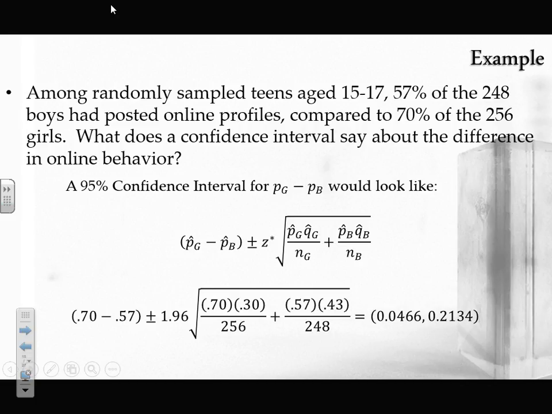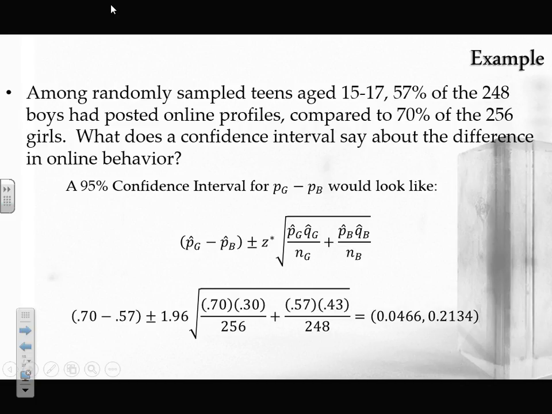For the variance for girls, we would take our proportion, 70 times its complement 30, divided by the sample size, 256. Do the same thing for boys, 57 times 43%, divided by 248. Now again, when you go to type this in your calculator, make sure you do this addition first. So either make sure you have parentheses around the entire thing inside the square root, or do the addition first, then take the square root of that answer that you received. Okay, so do the addition first, then take your square root.